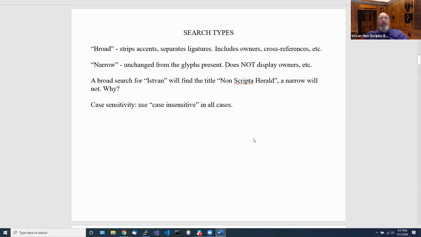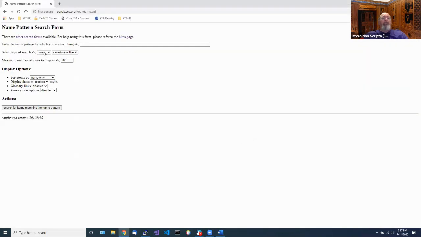Before we go on, we do need to talk about search types. So there's some pull downs here. Beatrice asked that there weren't any parentheses, only square brackets. We'll get to that. So, okay, we have a broad and a narrow search, and they are case insensitive and case sensitive.